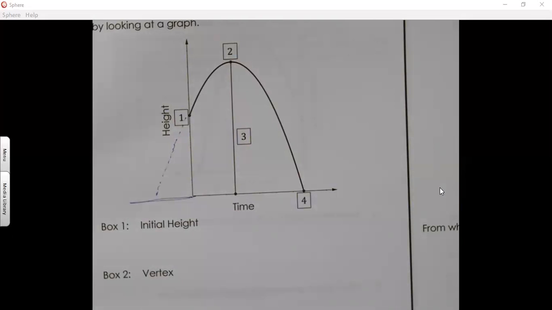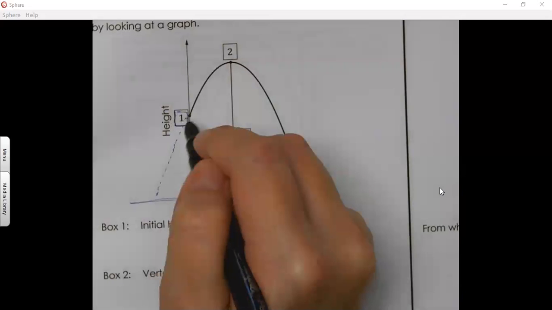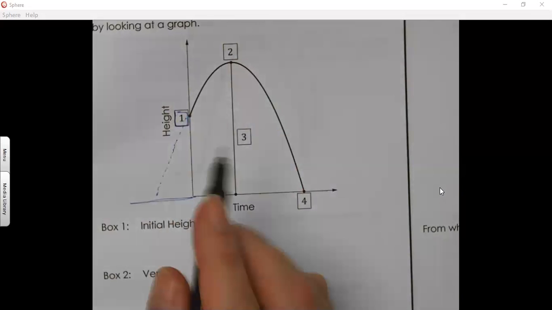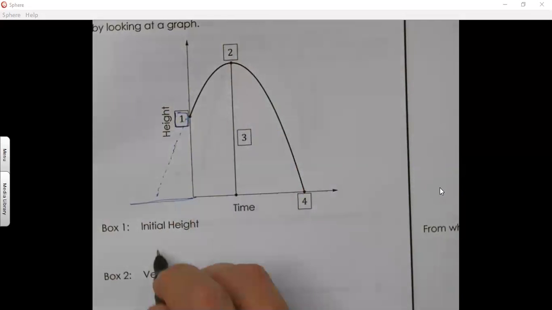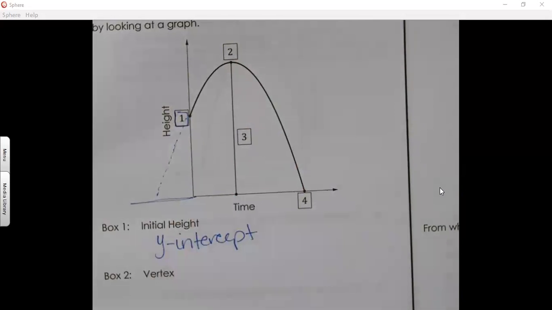So let's just talk about what each of these things mean. So box 1, it says box 1 is your initial height, right? On the graph, that's also your y-intercept. So if you are looking at the graph of a gravity problem, your y-intercept would tell you the initial height of whatever the object is, okay? If it starts on the ground, then we would know that would be a 0.